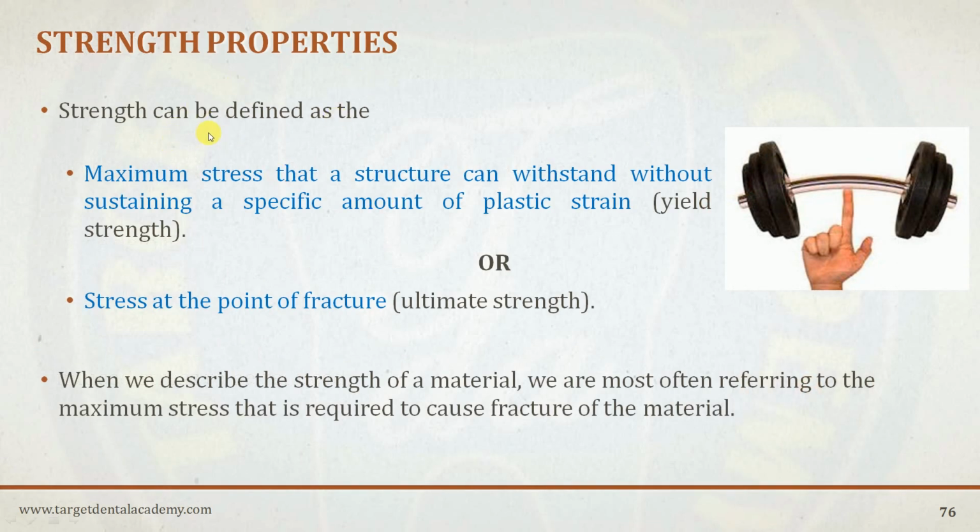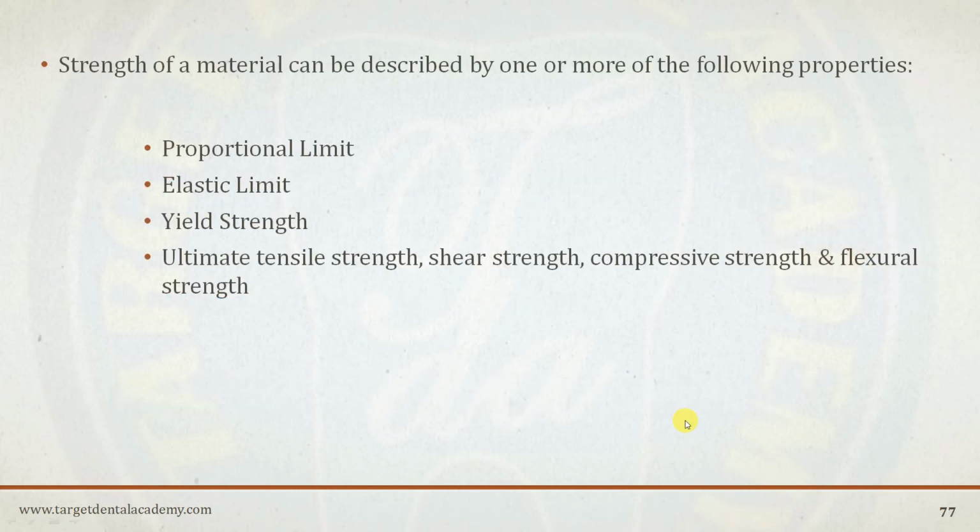Coming on to the strength properties, strength can be defined as the maximum stress that the structure can withstand without sustaining a specific amount of plastic strain, or the yield strength. Stress at the point of fracture is known as your ultimate strength. So when we describe the strength of a material, we are most often referring to the maximum stress that is required to cause a fracture of a material. Strength of the material can be defined as the proportional limit, elastic limit, yield strength, ultimate tensile strength, shear strength, compressive strength and the flexural strength.